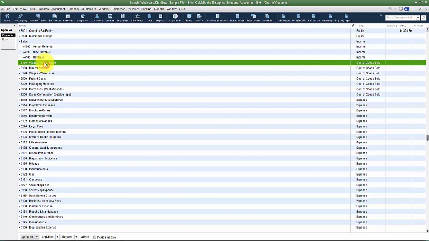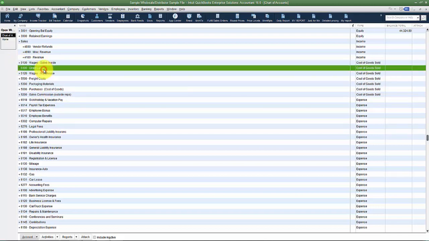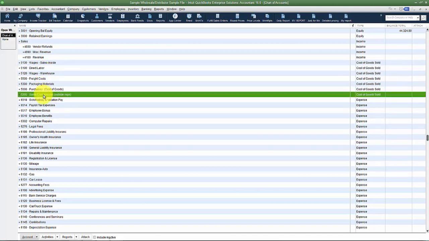All right, cost of goods sold. Cost of goods sold is another big one. Our biggest costs usually are around materials and direct labor, so we want to make sure we have this set up the right way.